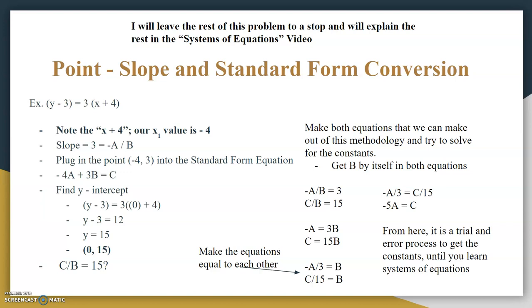Now, let's find b. Negative a divided by 3 is equal to b. c divided by 15 is equal to b. Make both equations equal to each other, and we get negative 5a is equal to c. From here, it's a trial and error process. Like I said before, you must learn systems of equations to find a more efficient way, which I will get back to in my later videos.